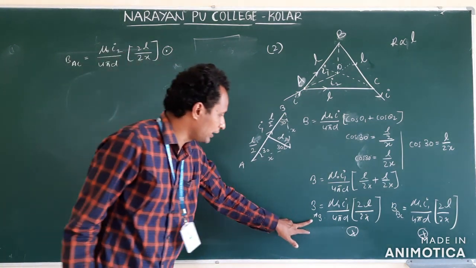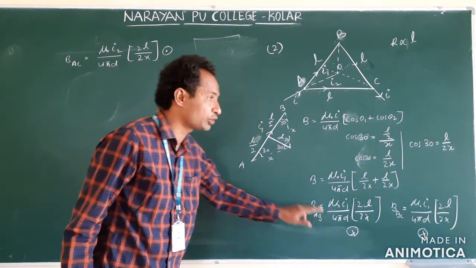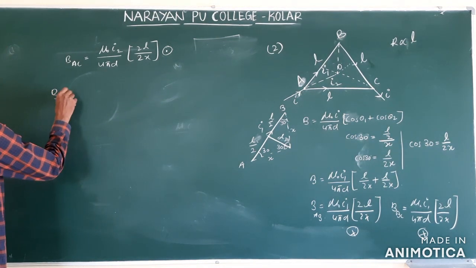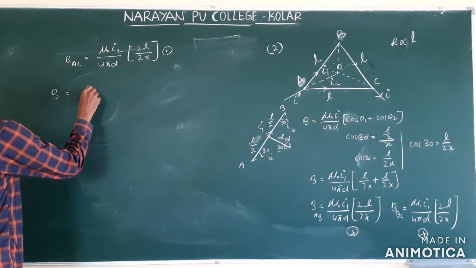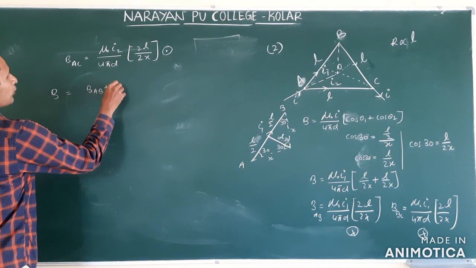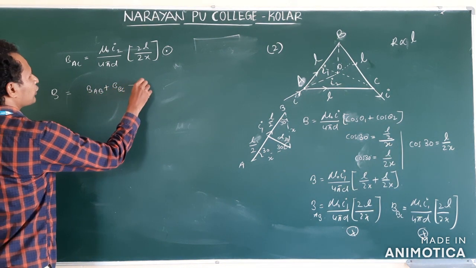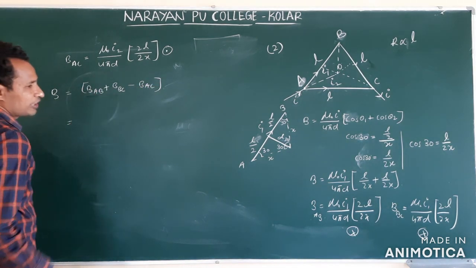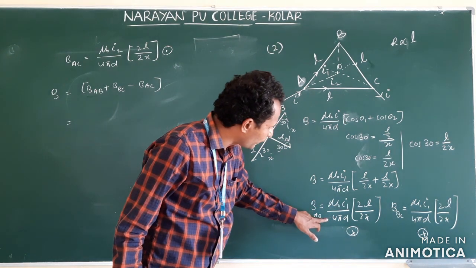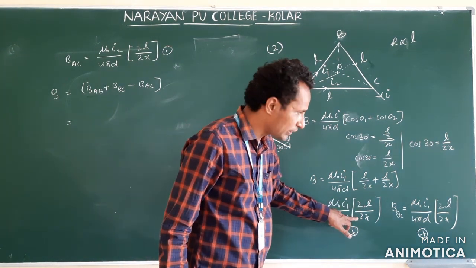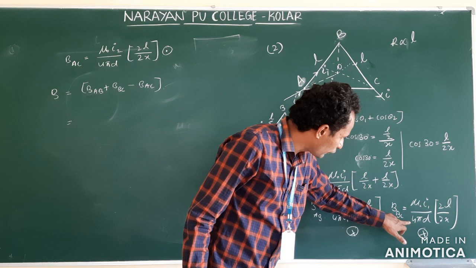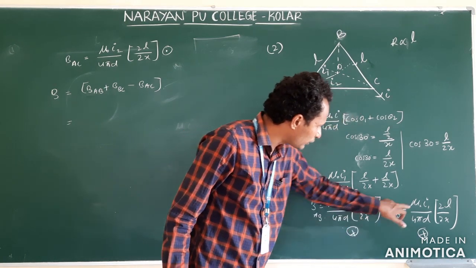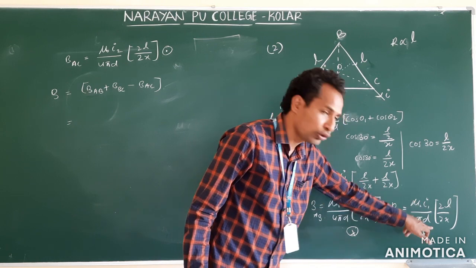So these two are dominating. So we will take these two as positive. This is negative. Clear? So the net field B is equal to, how do we write? B_AB plus B_BC minus B_AC. Now these two magnitudes are the same: mu naught I1 by 4 pi d, times 2L by 2x.